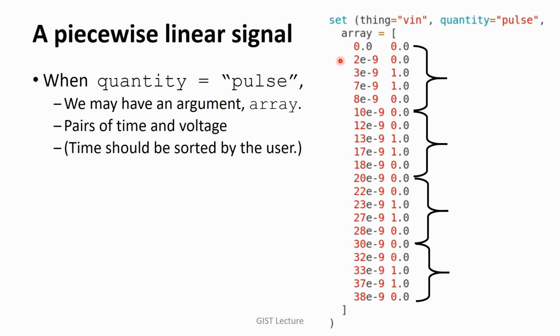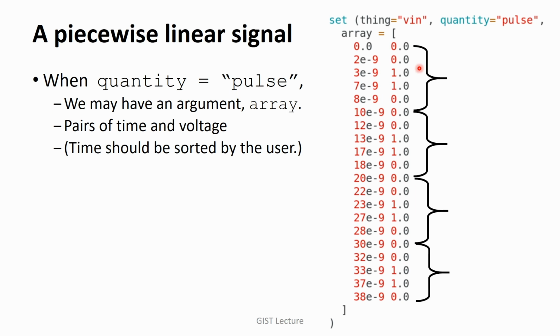It is still 0 at 2 nanoseconds, but at 3 nanoseconds, the voltage becomes 1 volt. Between 2 nanoseconds and 3 nanoseconds, the voltage linearly varies from 0 to 1 volt. So, this array specifies a piecewise linear signal.